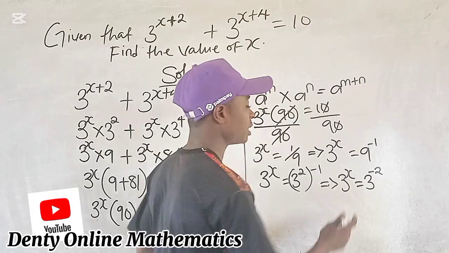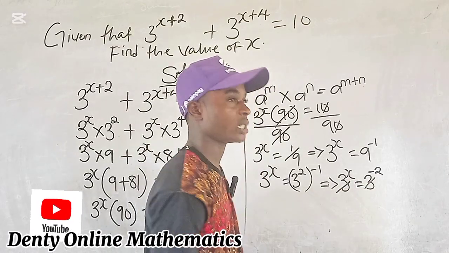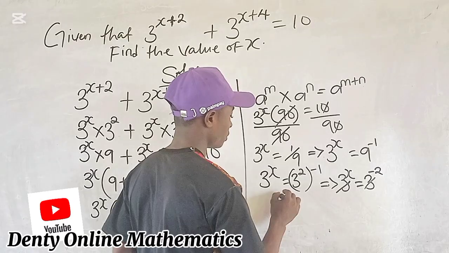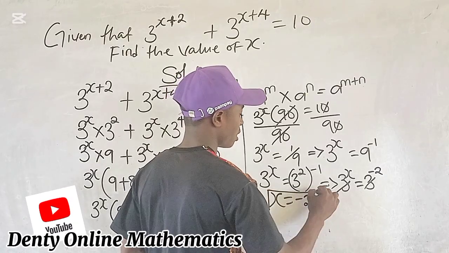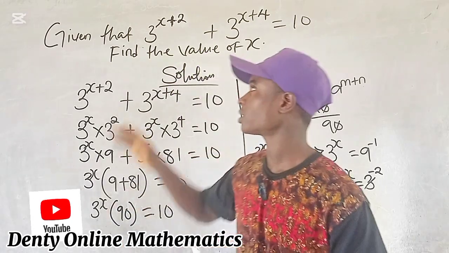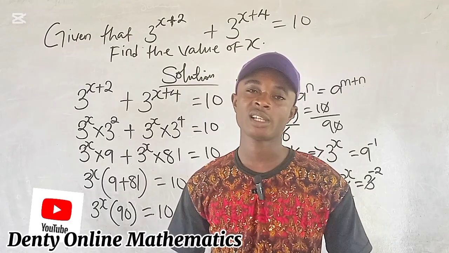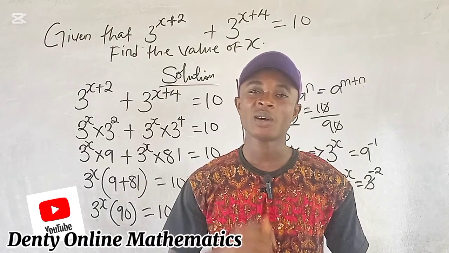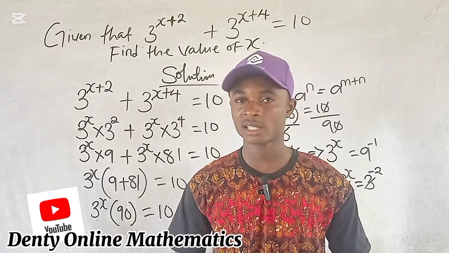Now what to do is, since the base is the same, we do away with the base and work with the exponent. So by comparing them, we see that x will be equal to minus 2, and this is the actual value of x that will satisfy the whole of this equation. As simple as that.